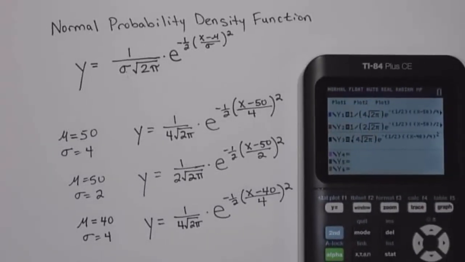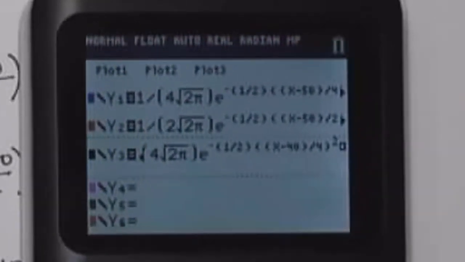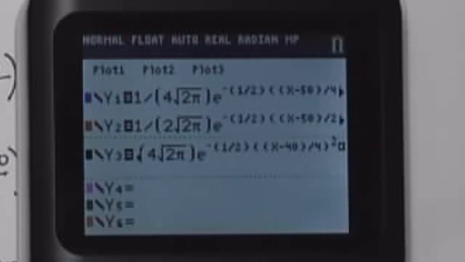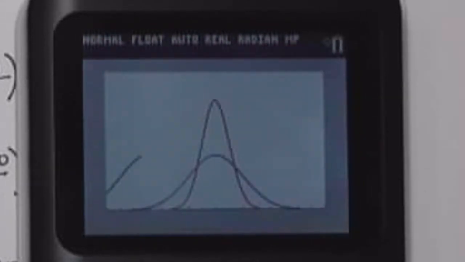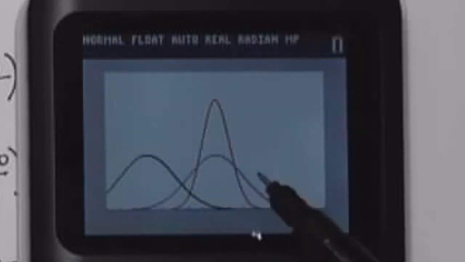So I have typed that equation in my calculator. And so if we look at the graph, notice that this graph has the same shape as the original graph, except it's just been shifted over so that it's centered above 40 instead of being centered above 50. So again, that's the point.